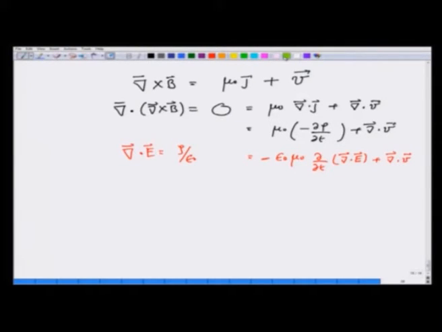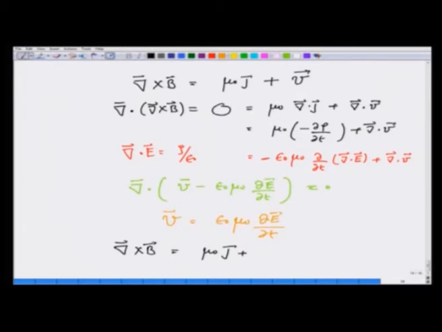So, what we have from these equations is divergence of V minus epsilon 0 mu 0 dE/dt is equal to 0. So, we take this V to be equal to epsilon 0 mu 0 dE/dt. So, the correct equation for the curl of B is therefore curl of B is equal to mu 0 J plus mu 0 and this extra term epsilon 0 dE/dt.